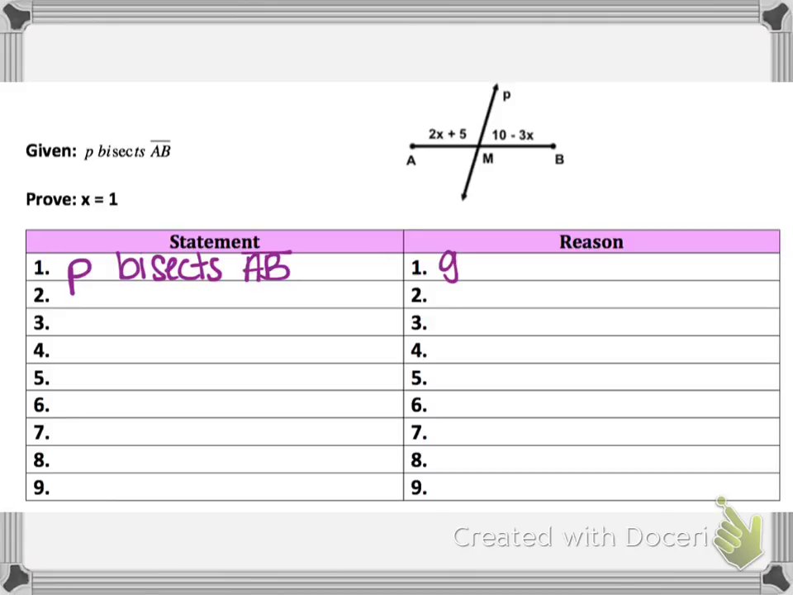Now, if you look at your definition sheet, what does it mean to bisect? It's going to cut so that each side is congruent. So I'm going to know that AM is congruent to MB. And I knew that because of the word bisect. So my reason is going to be definition of bisect.